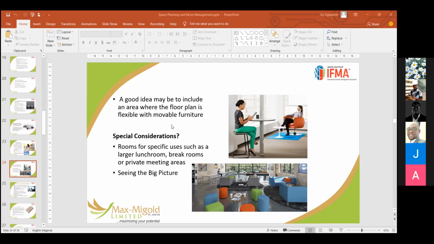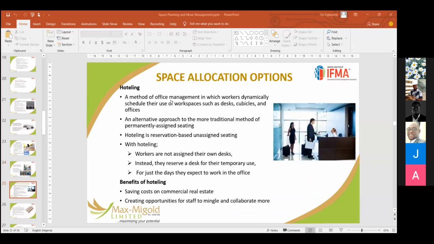A good idea may be included in an area where the office floor plan is flexible, with movable furniture. You can have a breakout area, special configuration rooms for specific use, such as a large lunch room, the break rooms, what we call breakout rooms, or private meeting areas. See the pictures, something like this, where you can just relax, make some calls, have informal meetings. Some offices are beginning to have this. The spaces are not formal office spaces, but are places that you can go in quickly and do a short meeting and also do work.